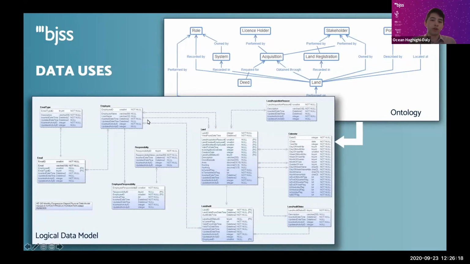The way that these relational database tables are linked is also inspired by the ontology and should follow it as closely as it can. There are some exceptions, of course. An example is here, role, which in the relational database is represented as a responsibility. And it's represented as responsibility because role is a protected attribute in SQL, so you can't use it as a table name.